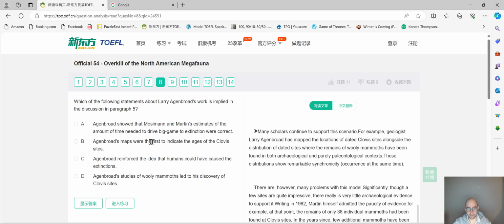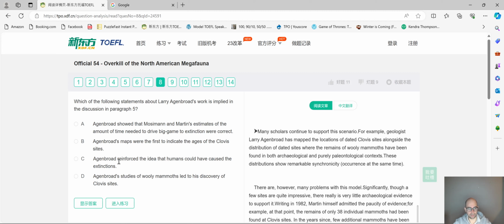"Agenbroad's maps were the first to indicate the ages of the Clovis sites." Again, "first," did they actually mention that? He was the first to do so? No. Again, that's extreme language. These are usually wrong, so just be aware of that. So eliminate B. Now we're down to C and D.